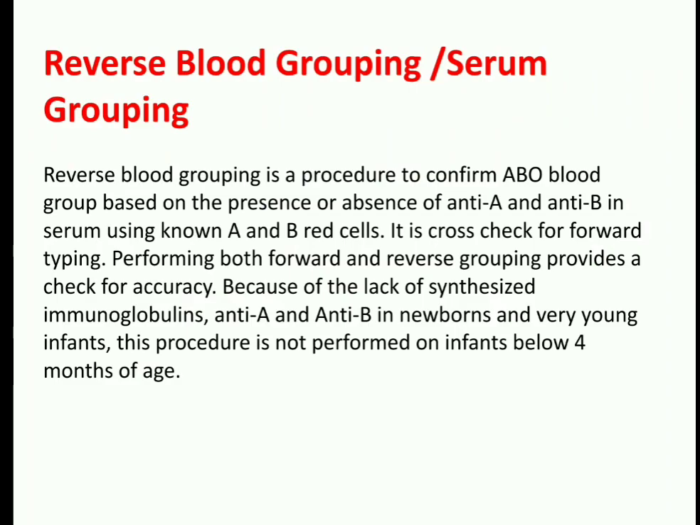Performing both forward and reverse grouping provides a check for accuracy. Because of lack of synthesis of immunoglobulins anti-A and anti-B in newborns and very young infants, this procedure is not performed on infants below 4 months of age.